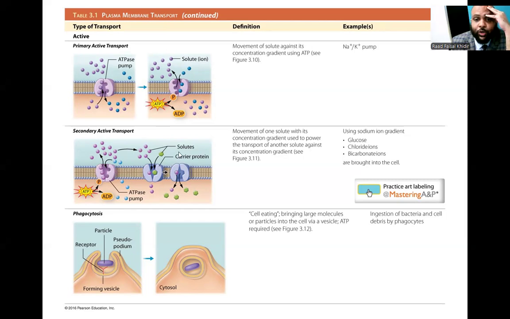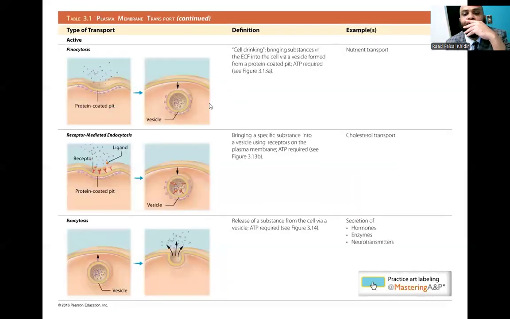Secondary active transport is when you couple the movement of sodium down its concentration gradient with the movement of glucose down its concentration gradient. You see, the two arrows are pointing to the inside. Here, this is the particle, this is the receptor, and this is the pseudopodium. This is phagocytosis, and this is a protein-coated pit. In pinocytosis, we internalize, we bring in the substance, while in receptor-mediated endocytosis, we bind to a receptor that mediates the endocytosis. While exocytosis is the reverse, where we fuse with the membrane and throw the content out.